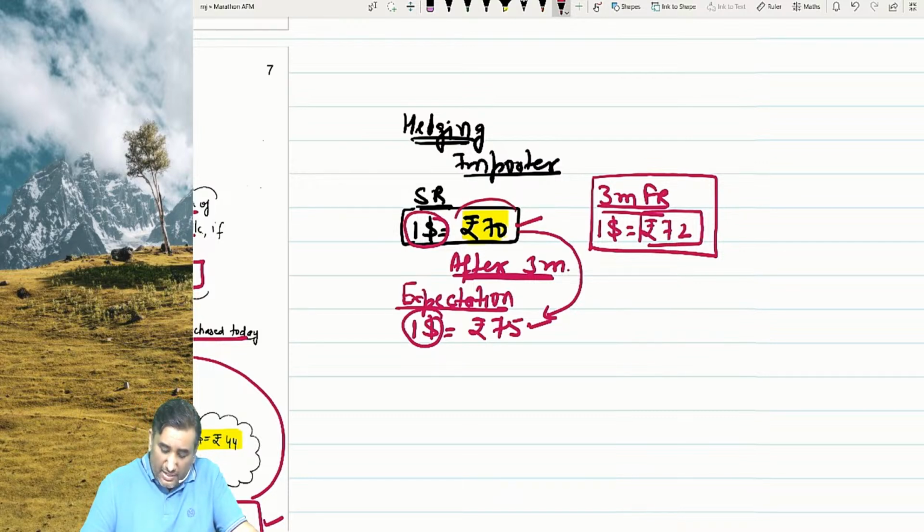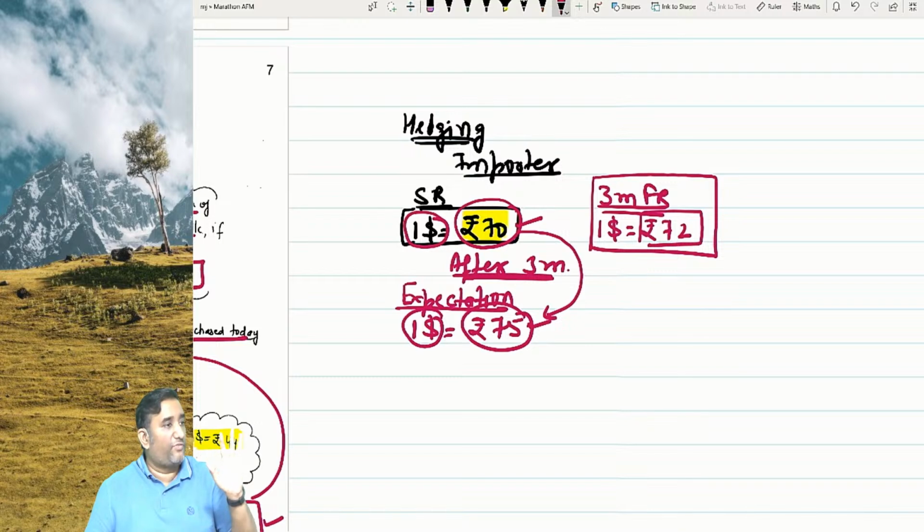In case you buy today, it's 70. In case you do not do anything, it's 75. Loss of 5 rupees. If you go for a hedging kind of contract, that means if you do a contract with the bank today, settlement after some point of time, your loss which was happening from 70 to 75 will reduce to 2 rupees only.